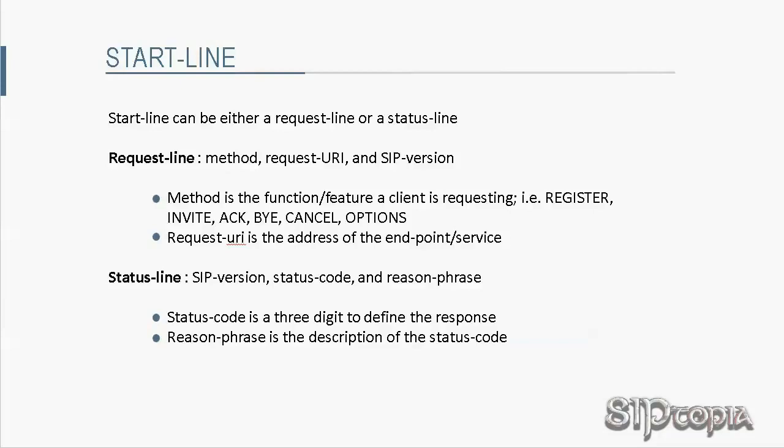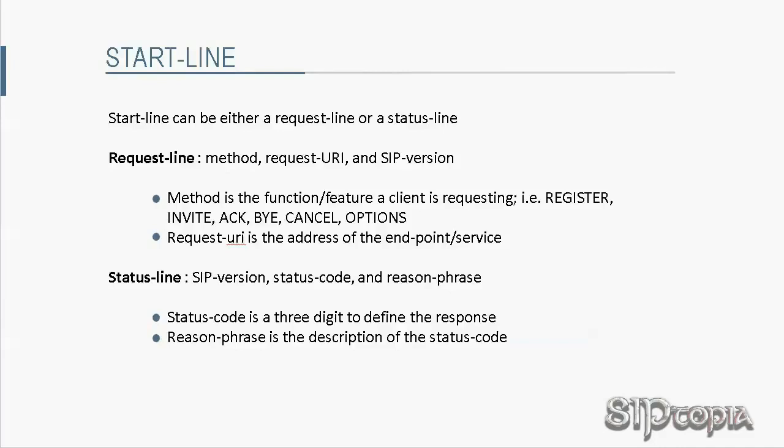The method in the request line is simply the function or feature a client is requesting. If you remember, the most commonly used ones were register, invite, ack, bye, cancel, and options. And the request URI is the address of the endpoint service. The status code in the status line is a 3-digit number used to define the response for machines. And on the other hand, the reason phrase is the associated description of the status code for human users.